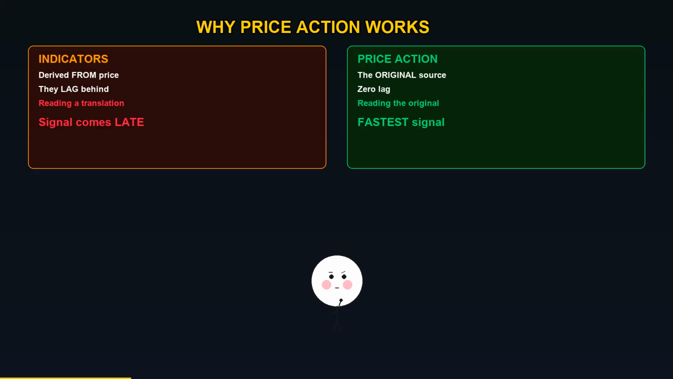Every single indicator on your chart is derived from price. RSI is a calculation on price. MACD is a calculation on price. Moving averages are calculations on price. They all come from the same source. But they lag. They are delayed. By the time your indicator gives a signal, price has already moved. When you trade price action, you are reading the original source. Not a translation. Not a summary. The original. The fastest possible signal.